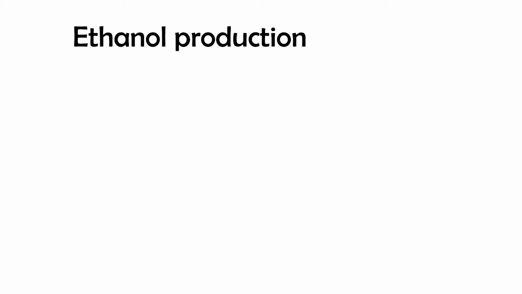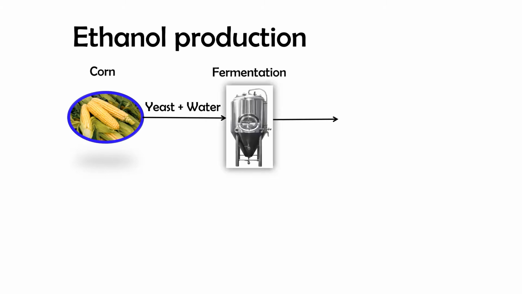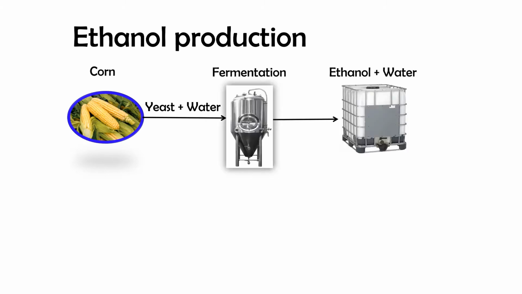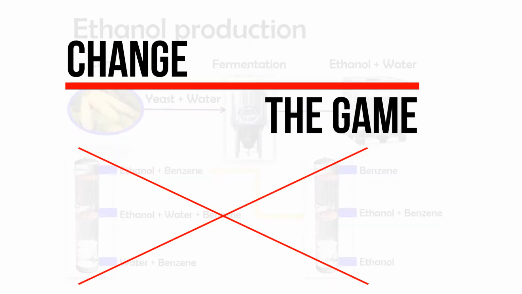The production of pure ethanol consumes a tremendous amount of energy. In the process, yeast and water are added to corn, which will turn it into ethanol and water. Because ethanol and water are as light or as heavy as each other, they tend to form an azeotrop. So separating them is a complex 2-stage process where we introduce a third component. And it is at this stage where we change the game.